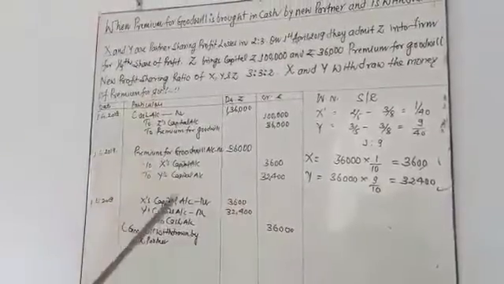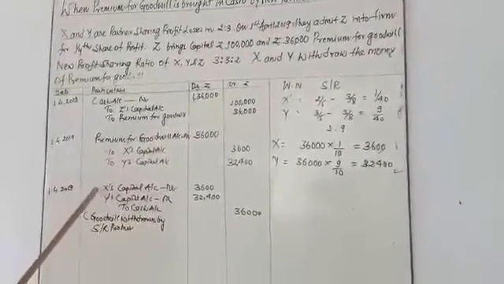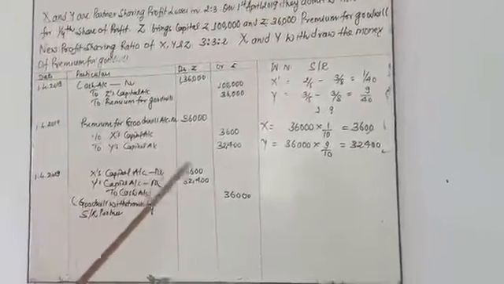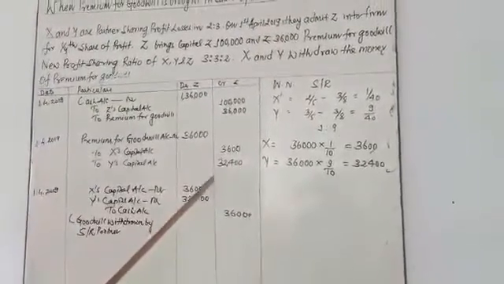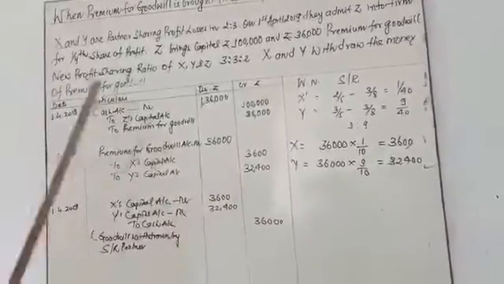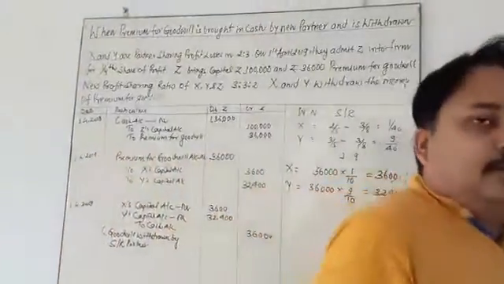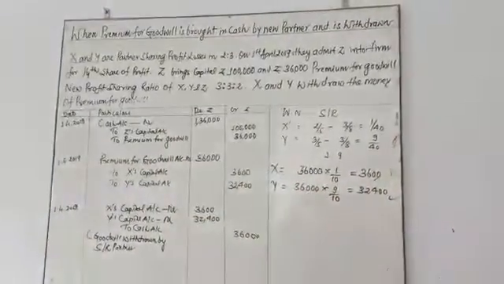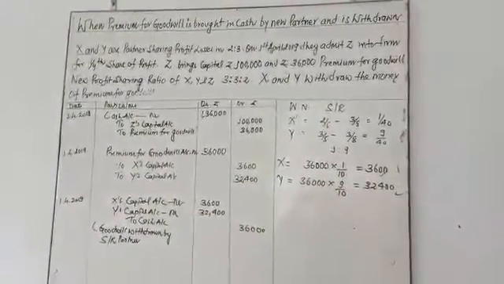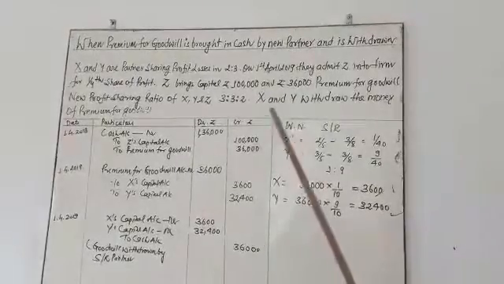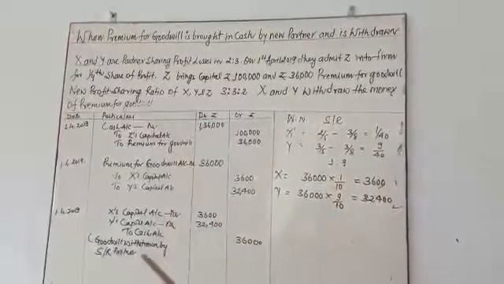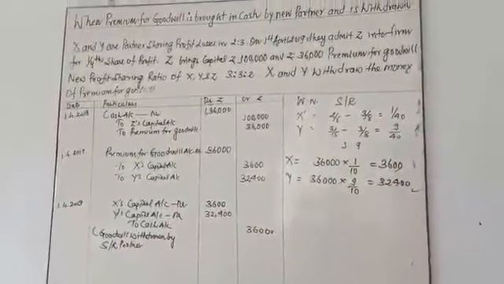Again, the situation is that they withdraw. Both partners are going to withdraw the premium for goodwill they have received. My dear students, when nothing is mentioned in the question, you have to assume that it is retained. But in this question it is mentioned that they withdraw the money, so you have to pass this journal entry at the end. Okay, thank you.